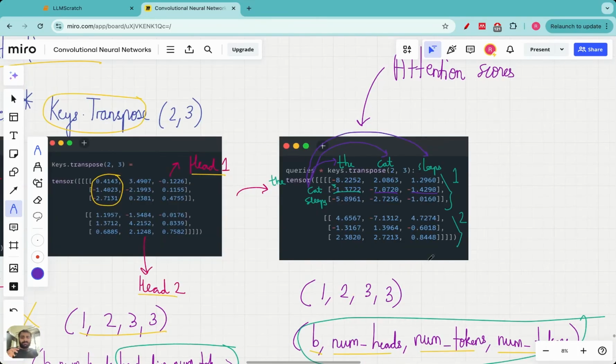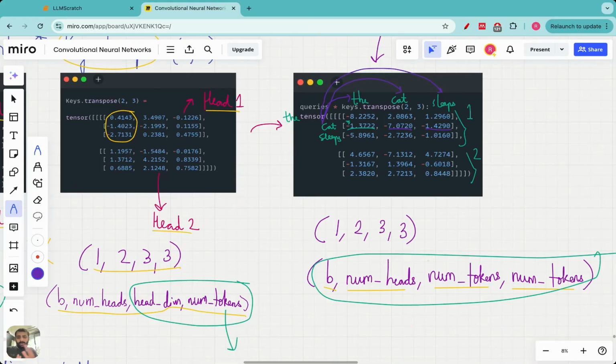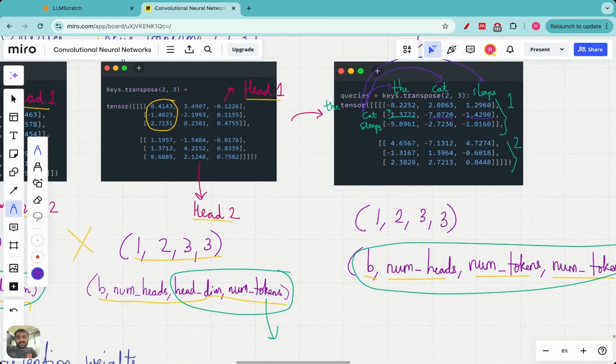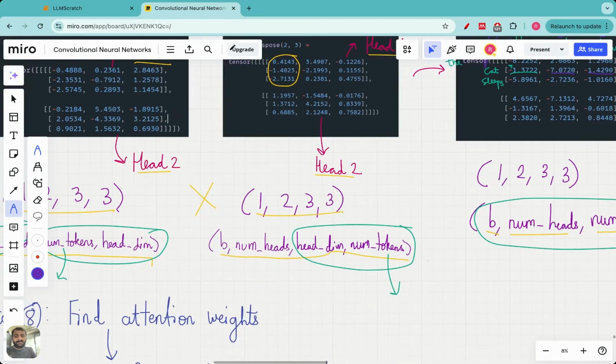So whenever you see these dimensions, don't get confused by it. Try to always understand the meaning behind it. That's why we had so many lectures on the attention mechanism before, just so that when we reach this stage, understanding all of this becomes easy.